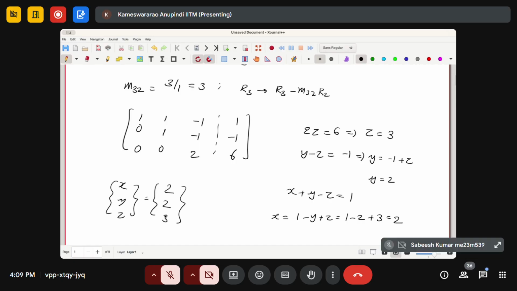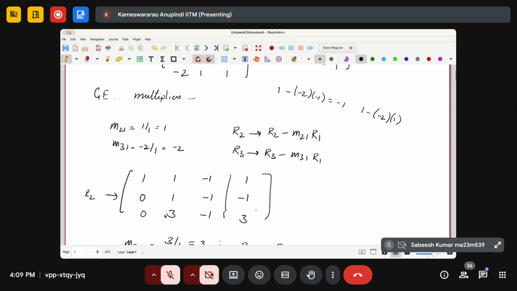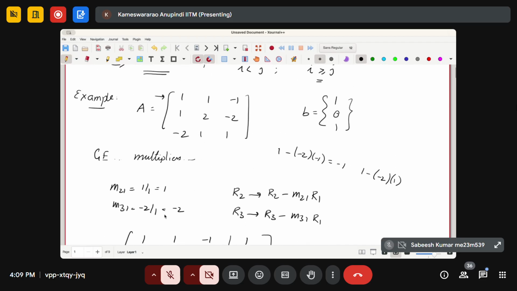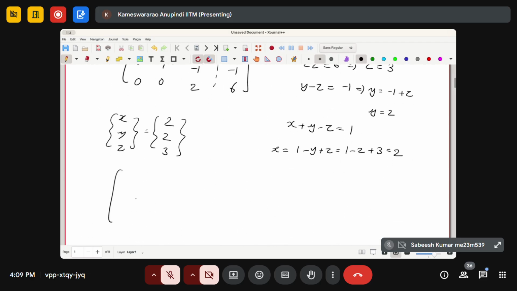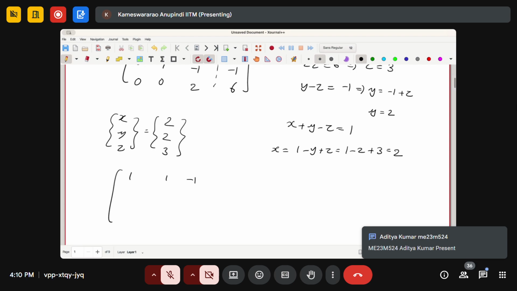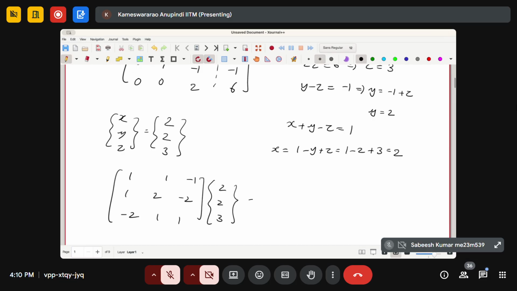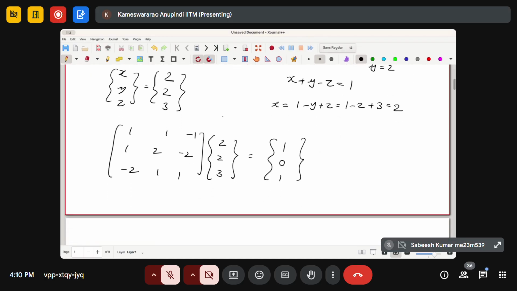Okay, so we can verify this by substituting, by multiplying this matrix, whatever we have, 1, 1, minus 1, with this thing, we should get the 1, 0, 1. Okay, so let us just verify quickly. So what we have is the original matrix, 1, 1, minus 1, 1, 2, minus 2, then minus 2, 1, 1. Okay, then we have 2, 2, 3. So what does it give you? It gives you 2 plus 2, 4, minus 3, that's 1. Then you have 2 plus 4, 6, 6 minus 6, 0. Then we have minus 4 plus 2 minus 2 plus 3, 1. Okay, so that basically gives you Ax equal to B. So this is the solution.